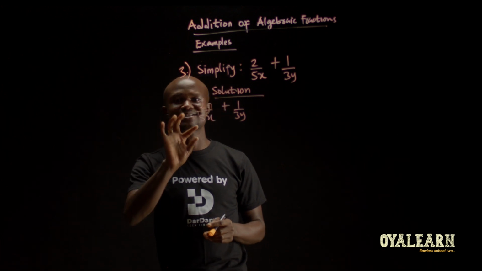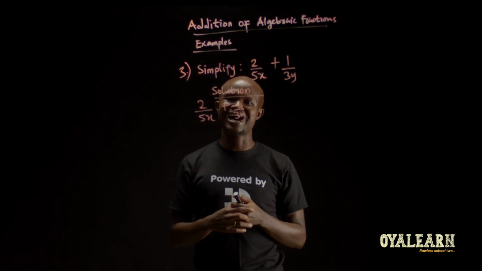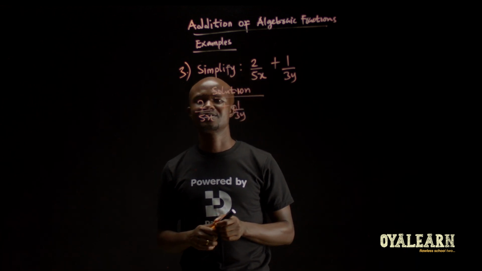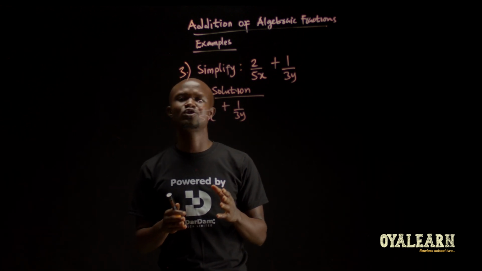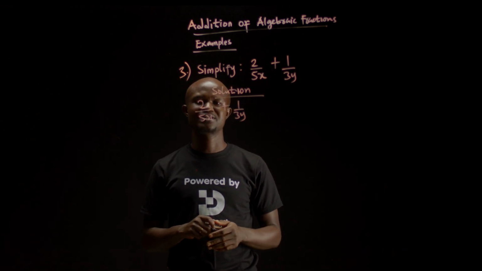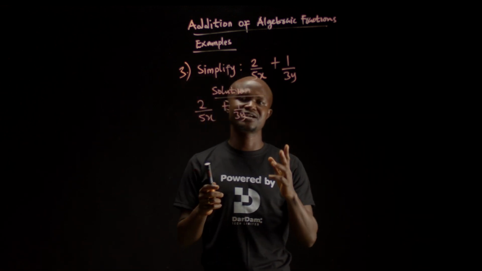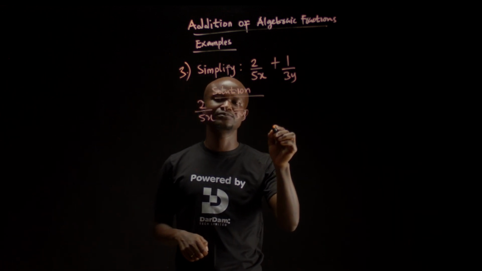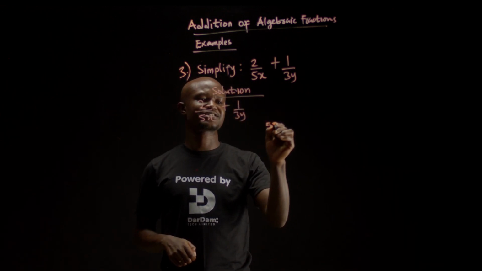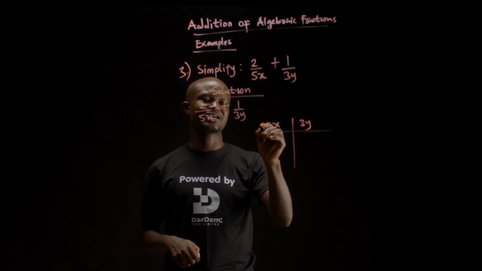You can see in this type of question, the denominators are not the same. So since the denominators are not the same, we need to find the lowest common multiple. That is the LCM of 5x and 3y. That's the first thing we need to find. So now, 5x and 3y. What is the LCM?